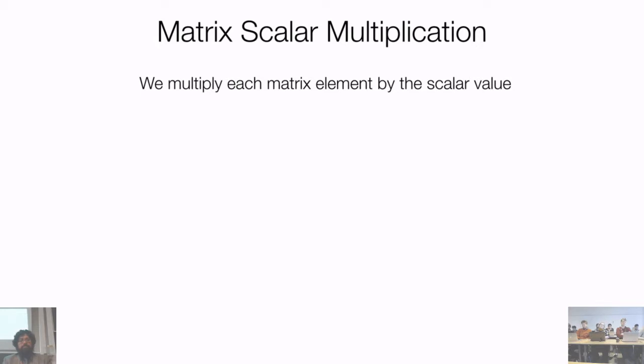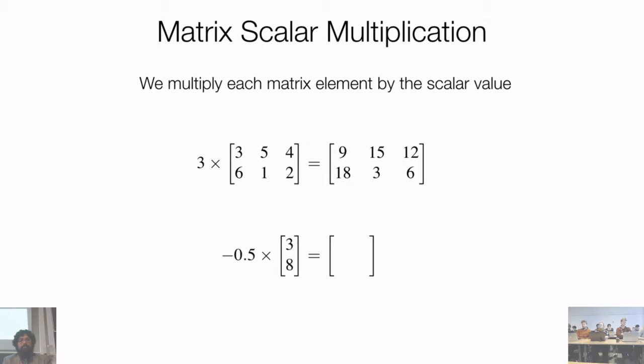Next, let's talk about matrix scalar multiplication. Here, the idea is that we want to multiply each matrix element by a scalar value. For example, here, we're multiplying each entry in this matrix by the scalar value 3. So the first entry becomes 9, the second one becomes 18, and so on. We can do the same thing with a vector and with a negative number, as follows.